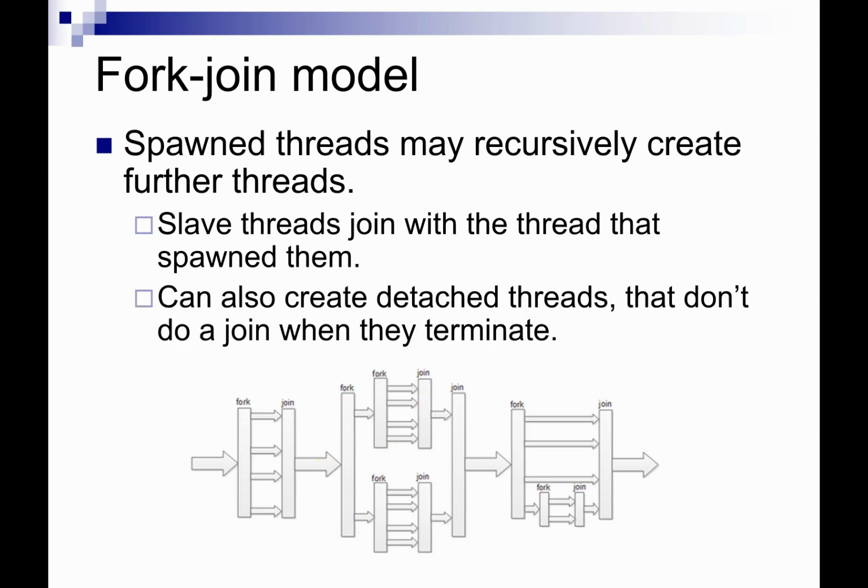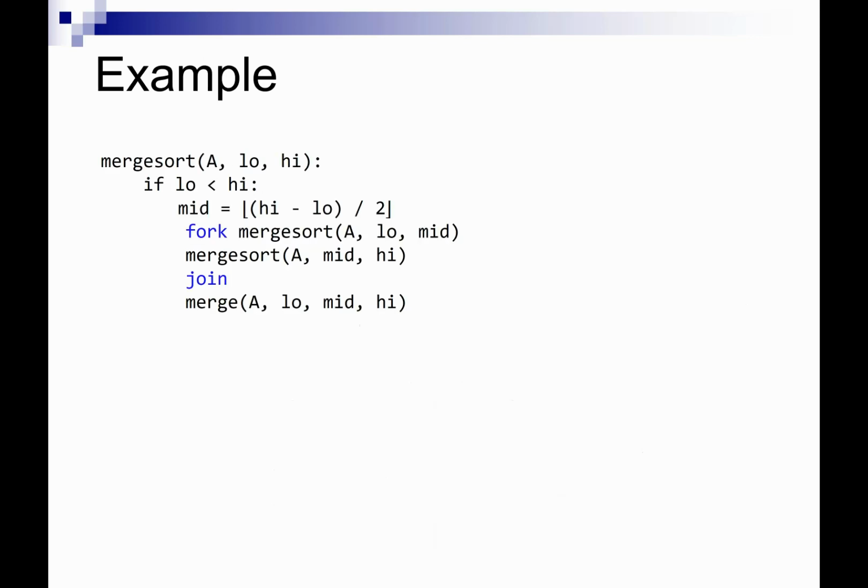Okay, and then so here, whenever you create a thread, eventually the thread finishes and then joins back together with all of the forked threads, right? But you don't have to do that. You could create these detached threads that just execute on their own, and they don't do a join when they terminate. Okay, so this fork join model actually can capture many types of parallelism that we care about in practice.